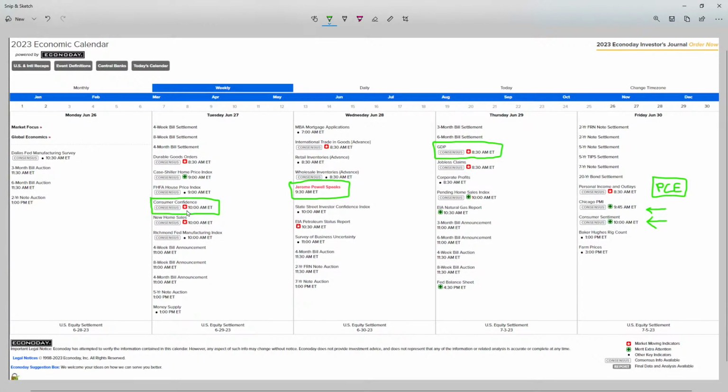Okay, we have consumer confidence on Tuesday. Again, Chairman Powell speaking on Wednesday. GDP on Thursday, and PCE on Friday. Where's the Beige Book? There's no Beige Book. I think there's nothing else. Do we have more Fed speakers? No, just Chairman Powell again speaking.